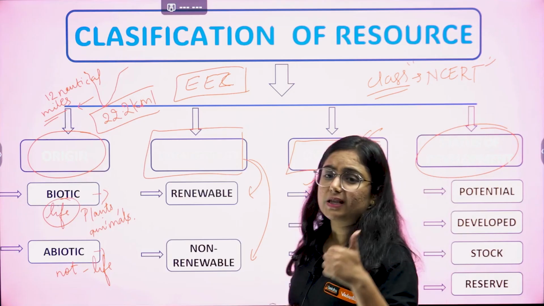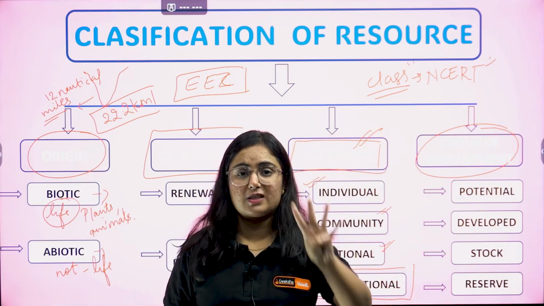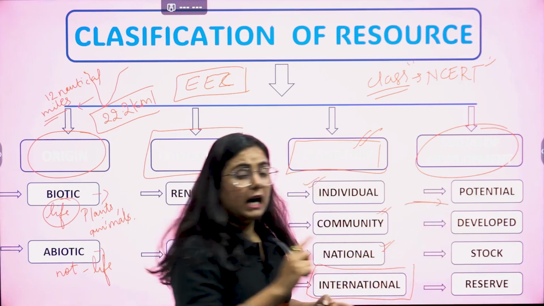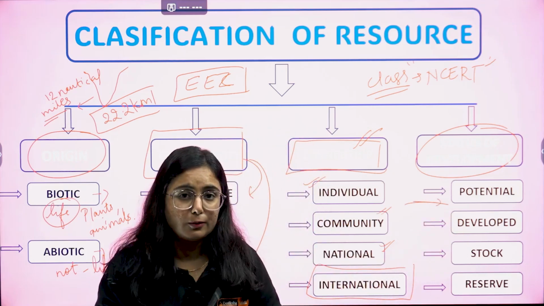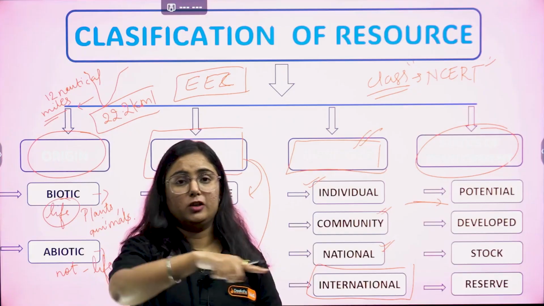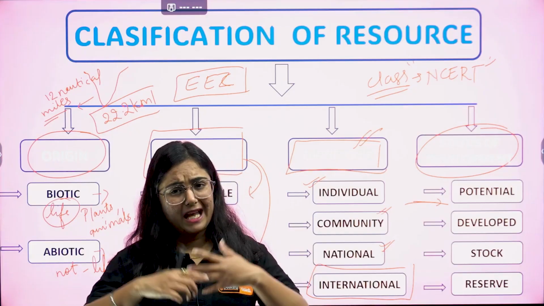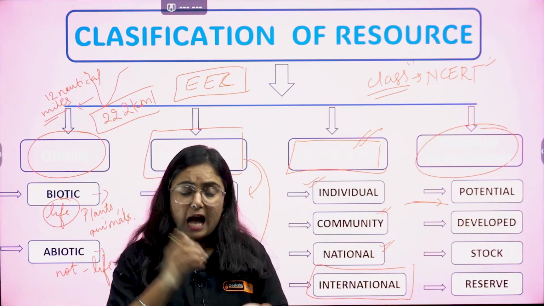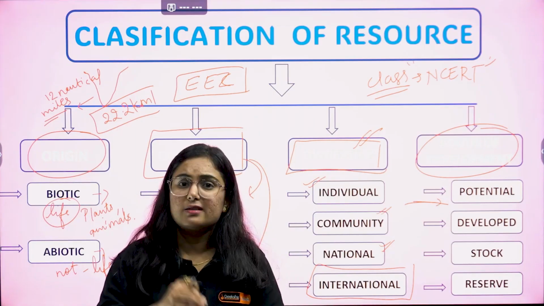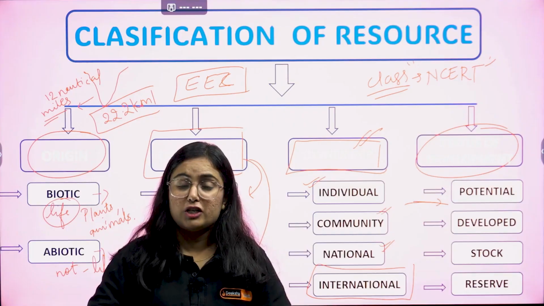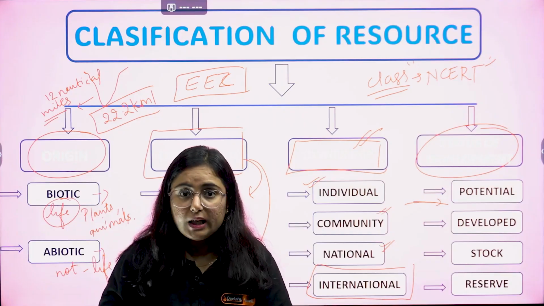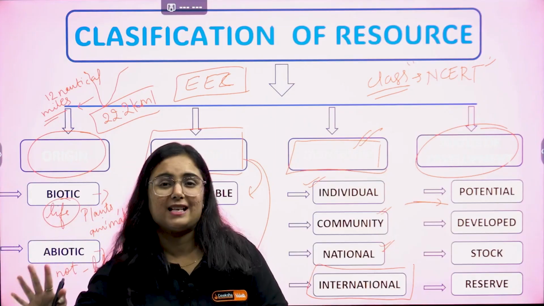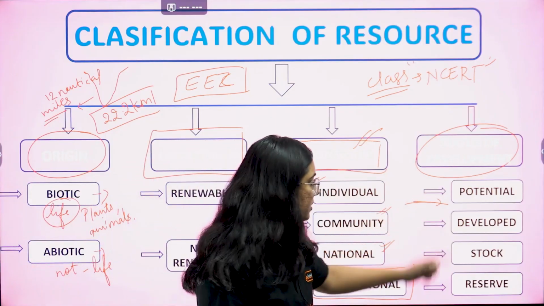On the basis of status of development, there are 4 types of resources. Mark my words, 4 types of resources. Potential resources: a resource that has not been utilized fully, but it has the potential to satisfy all the needs. There may be any issue, like for an example, we have solar energy, right? We know that India being a tropical country, subtropical country as well, we have the potential to use that solar energy, but are we doing it? No. It does not make sense that sun does not have potential. It has. Okay, so this is potential resource.